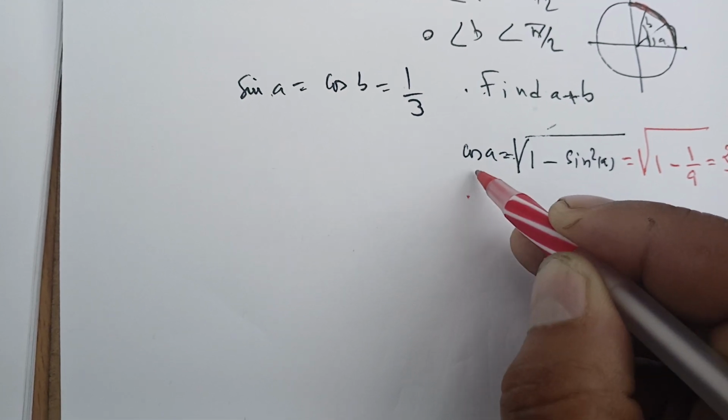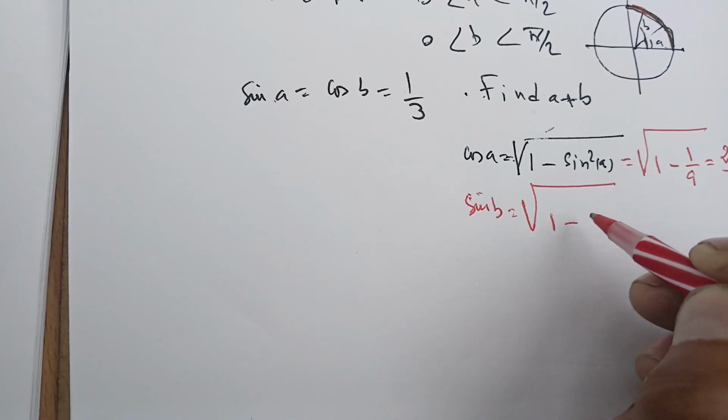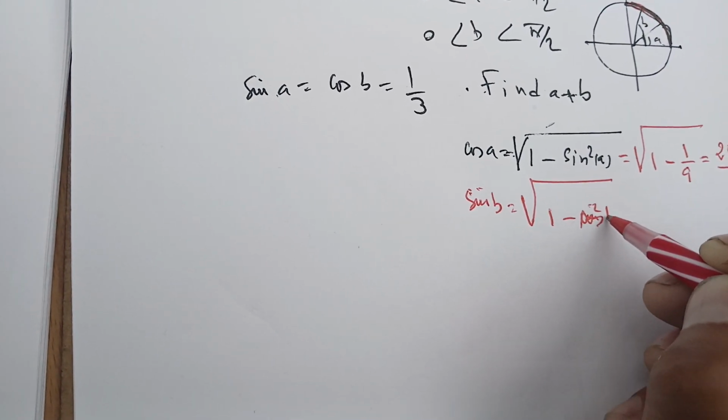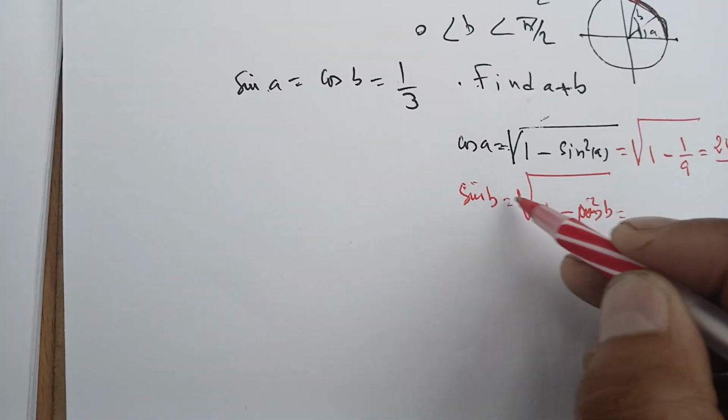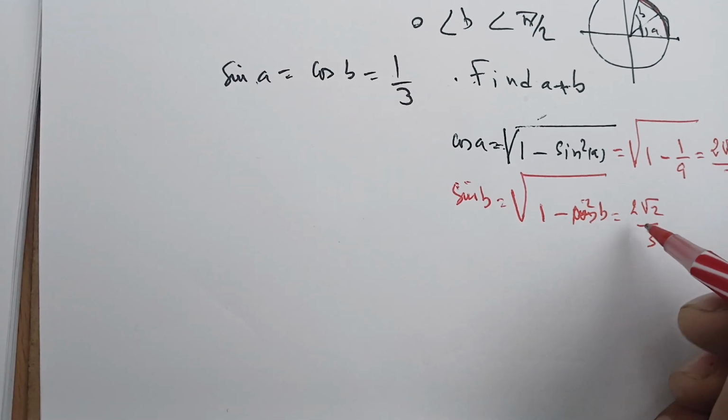The same thing for B. We have the cosine of B, so we need the sine of B. The sine of B is the square root of 1 minus cosine squared of B, and with the same logic, it's going to give us 2 square root of 2 over 3.